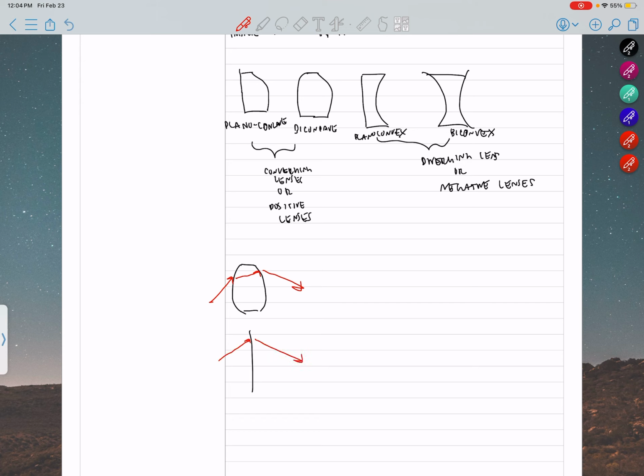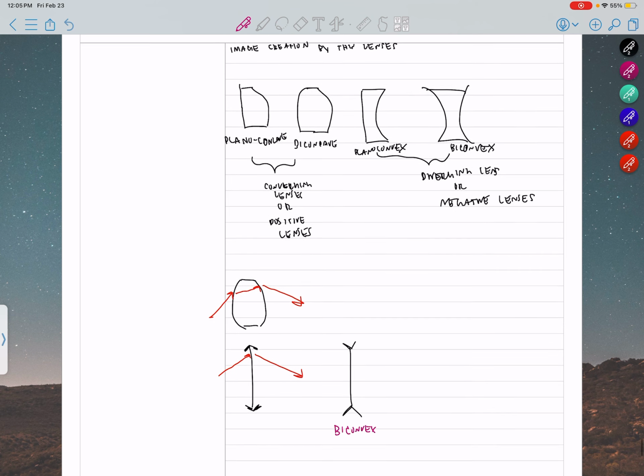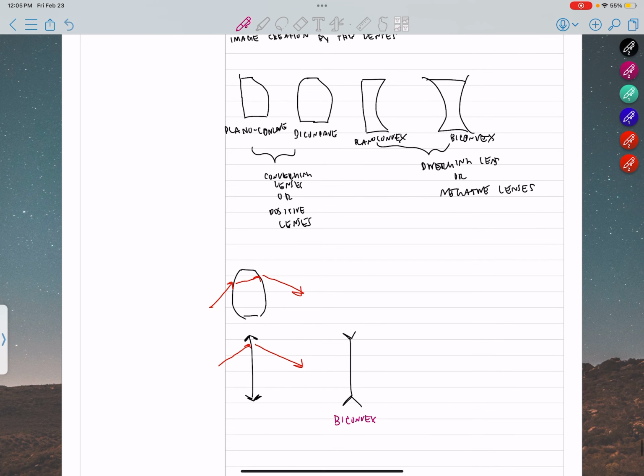Okay? To differentiate between biconcave and biconvex, I'm going to draw the apex of the lens. So that will be my biconcave, and biconvex will be something like that. Okay.